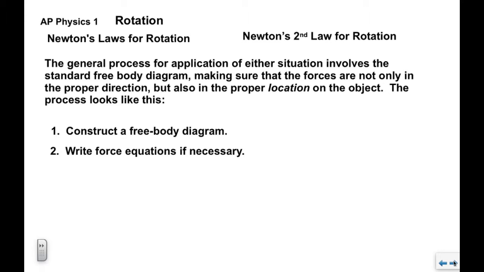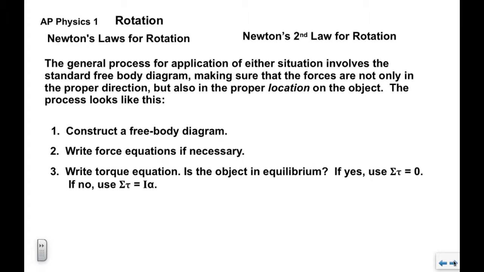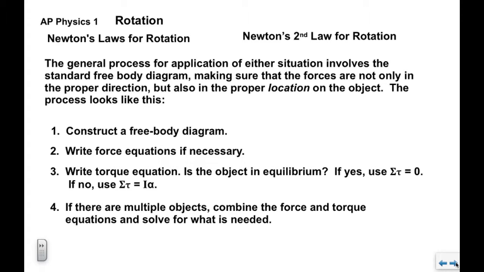Two, we write force equations if necessary. Three, we write torque equations. This is a new idea. We then make a decision: is the object in equilibrium? If yes, we use sigma torque equals 0. We'll see this in more detail later. And if not, if it's not in equilibrium, then we use sigma tau equals I alpha. If there are multiple objects, we combine the force and torque equations and solve for whatever it is that we need.